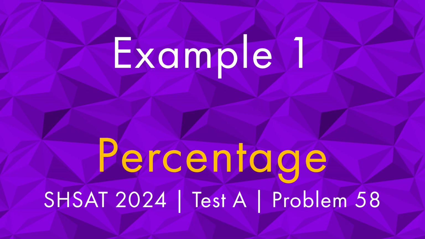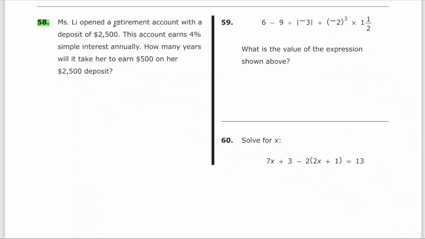The first problem is problem 58, test A, SHSAT 2024. Ms. Lee opened a retirement account with a deposit of $2,500. This account earns 4% simple interest annually. How many years will it take her to earn $500 on her $2,500 deposit?